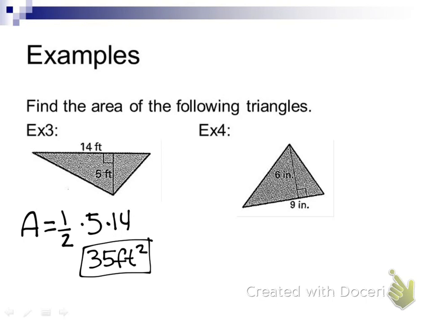Thank you for sharing. All right, example 4. What am I typing in? There is no 8 on example 4. That's a 6. So area equals 1/2 times 6 times 9, or times 9 times 6. You should get 27.